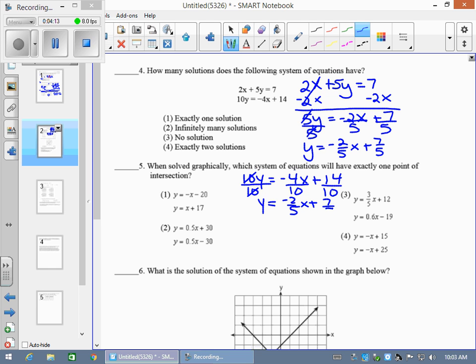Now you can see here that both of these equations are the same. They have the same slope, they have the same y-intercept. So if I went to graph these, I would be drawing the same line on top of itself. They're going to intersect at every single point, so I have infinitely many solutions.